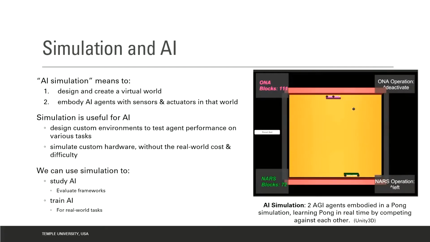And so we can use simulations to study AI so as to evaluate AI frameworks, and also to train AI for real world tasks, as long as the simulated task is similar enough to the real world. And so here on the right, I have a GIF of an AI simulation with two NARS agents that are embodied in a Pong simulation, and they're learning how to play Pong in real time by competing against each other.